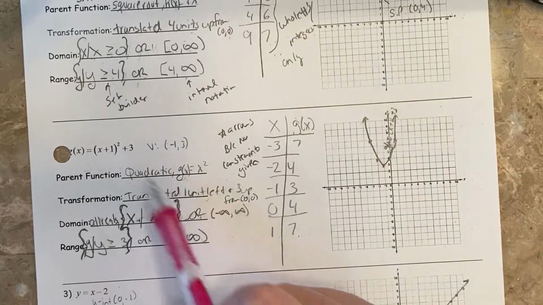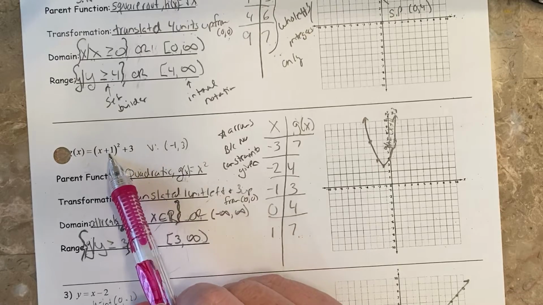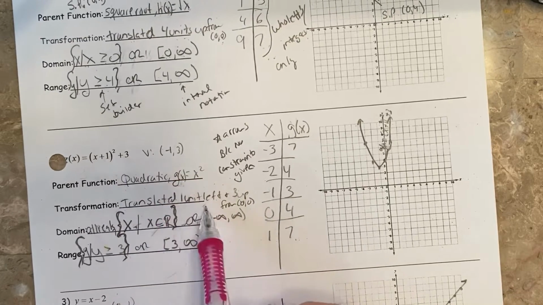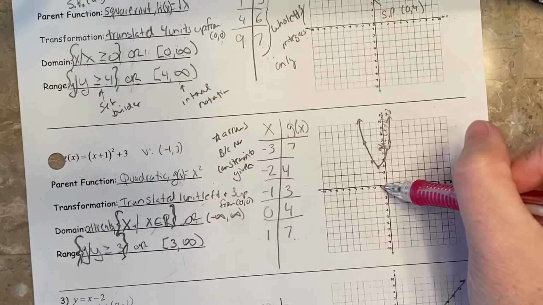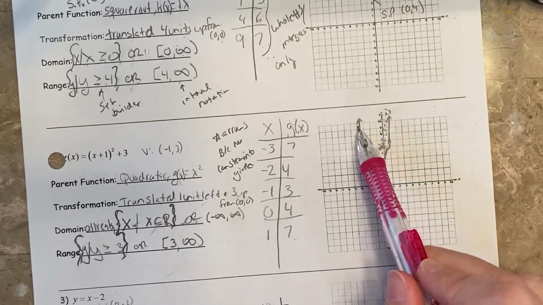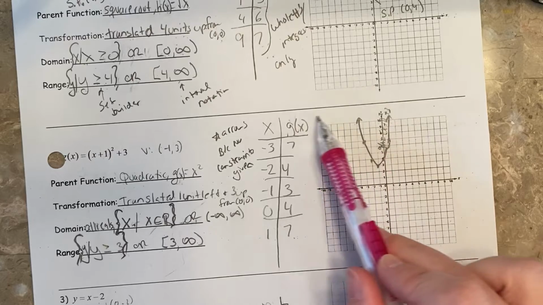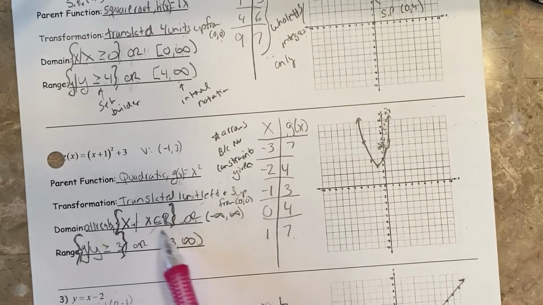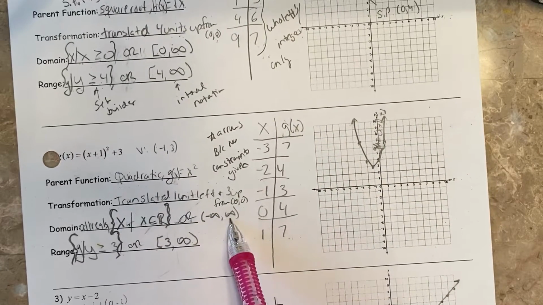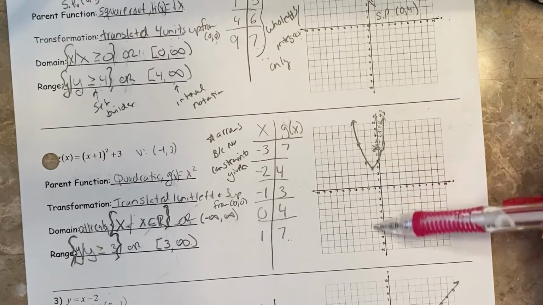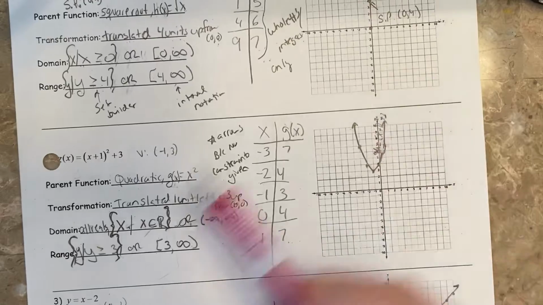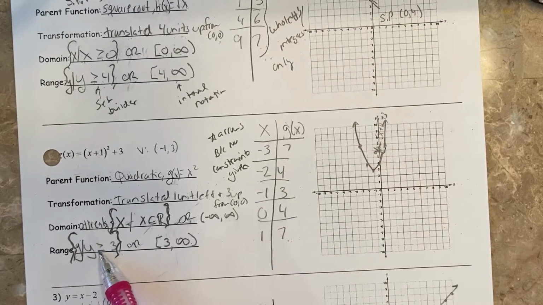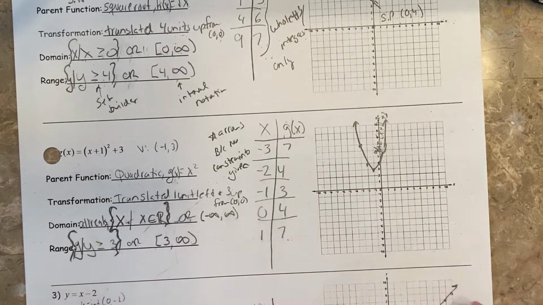Okay, translated 1 to the left. Remember, you take the opposite of what's on the inside and you copy the outside. So your vertex is negative 1, 3. That's why it's 1 left and 3 up, and that's also from 0, 0. As the arrows go up, this will go to the left, this will go to the right. That makes it all reals, negative infinity to positive infinity. Y values, it does not continue going to negative infinity. So the lowest, it is 3, and it's 3 and above, and that's where this comes from. Again, this is set builder, and this is interval notation.